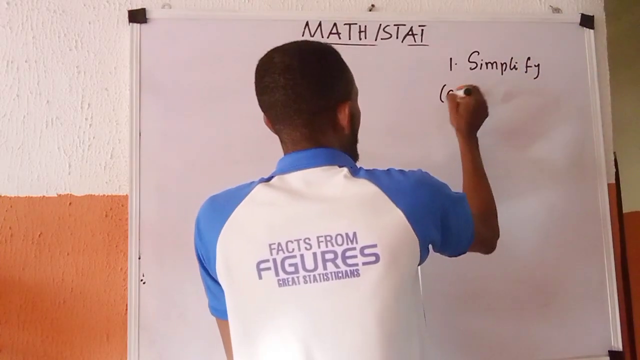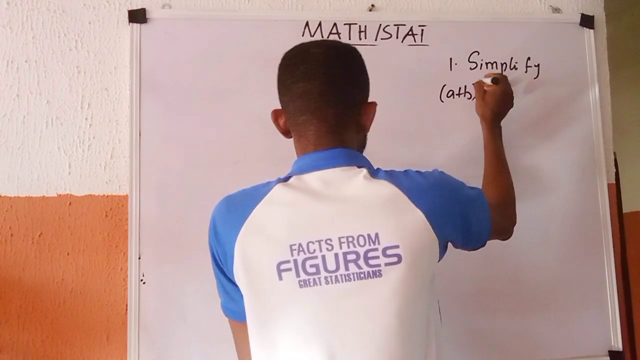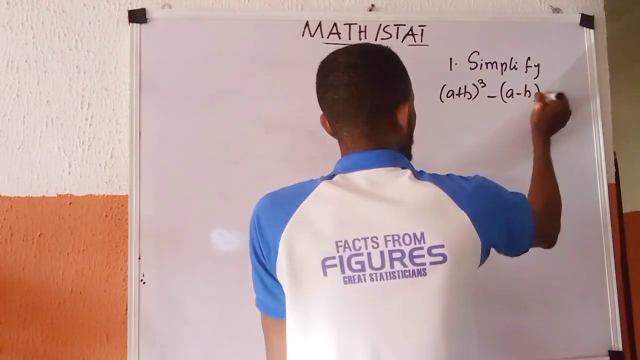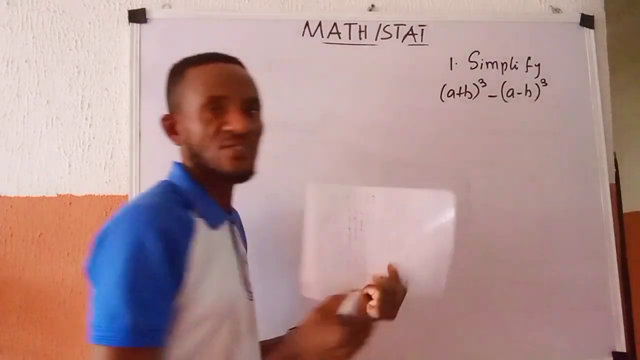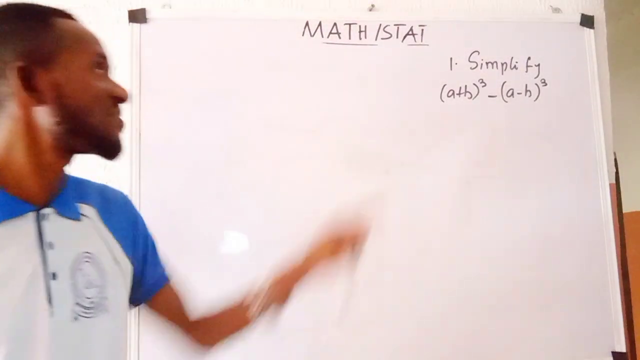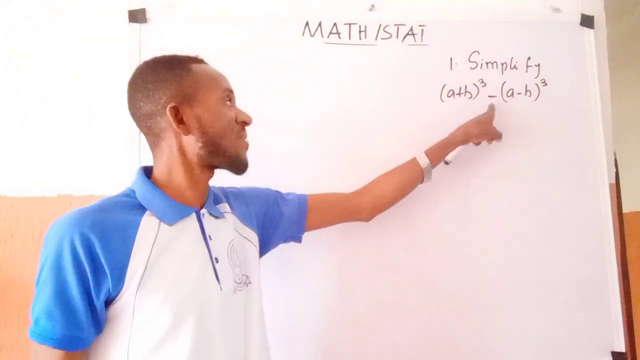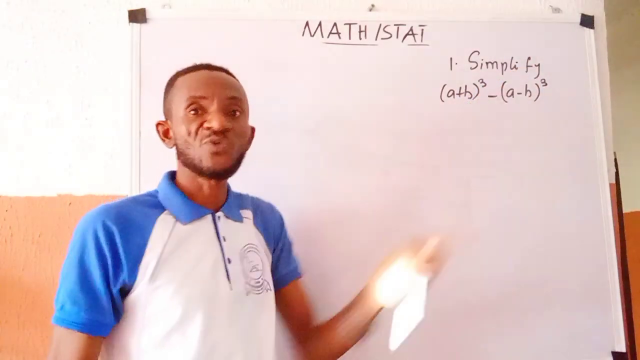Simplify (A + B)^3 minus (A minus B) raised to power what? 3. Look at the question that we are just given to simplify: simplify (A + B)^3 minus (A − B)^3.